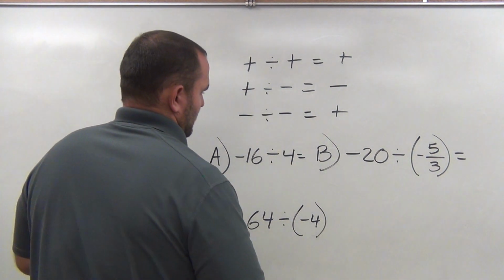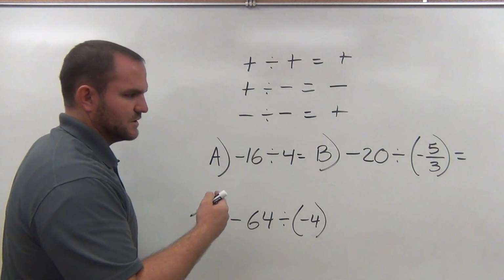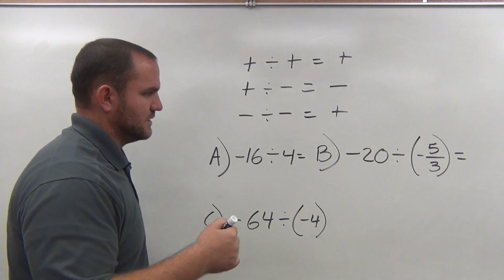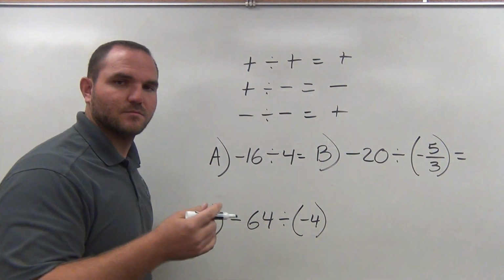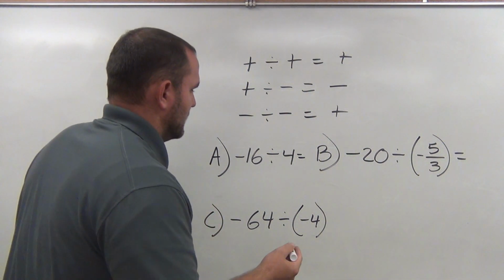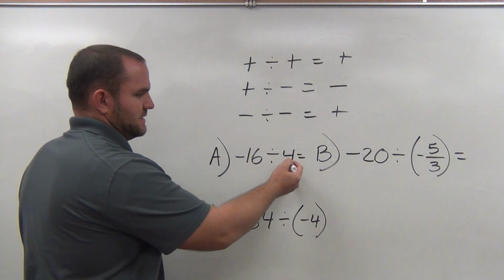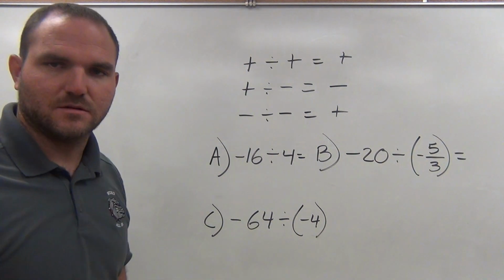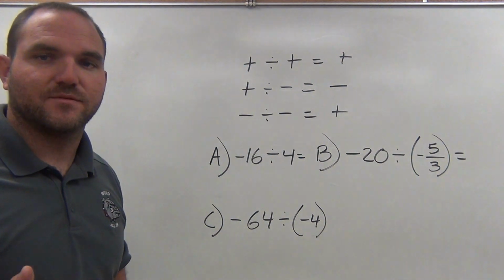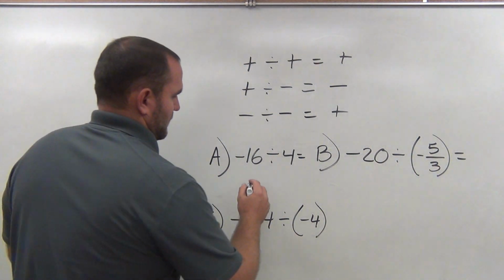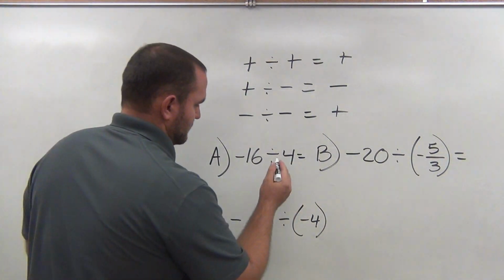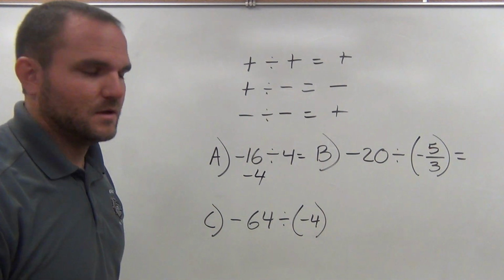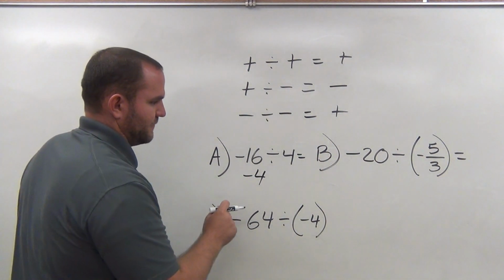So if you're going through these, hopefully you can try these by yourself first and get your answers, and then compare yours to mine. I have negative 16 divided by 4. This one's fairly simple with the division. 16 divided by 4 is 4. But remember, we will have a negative 4. All right? So our answer for this would be negative 4.